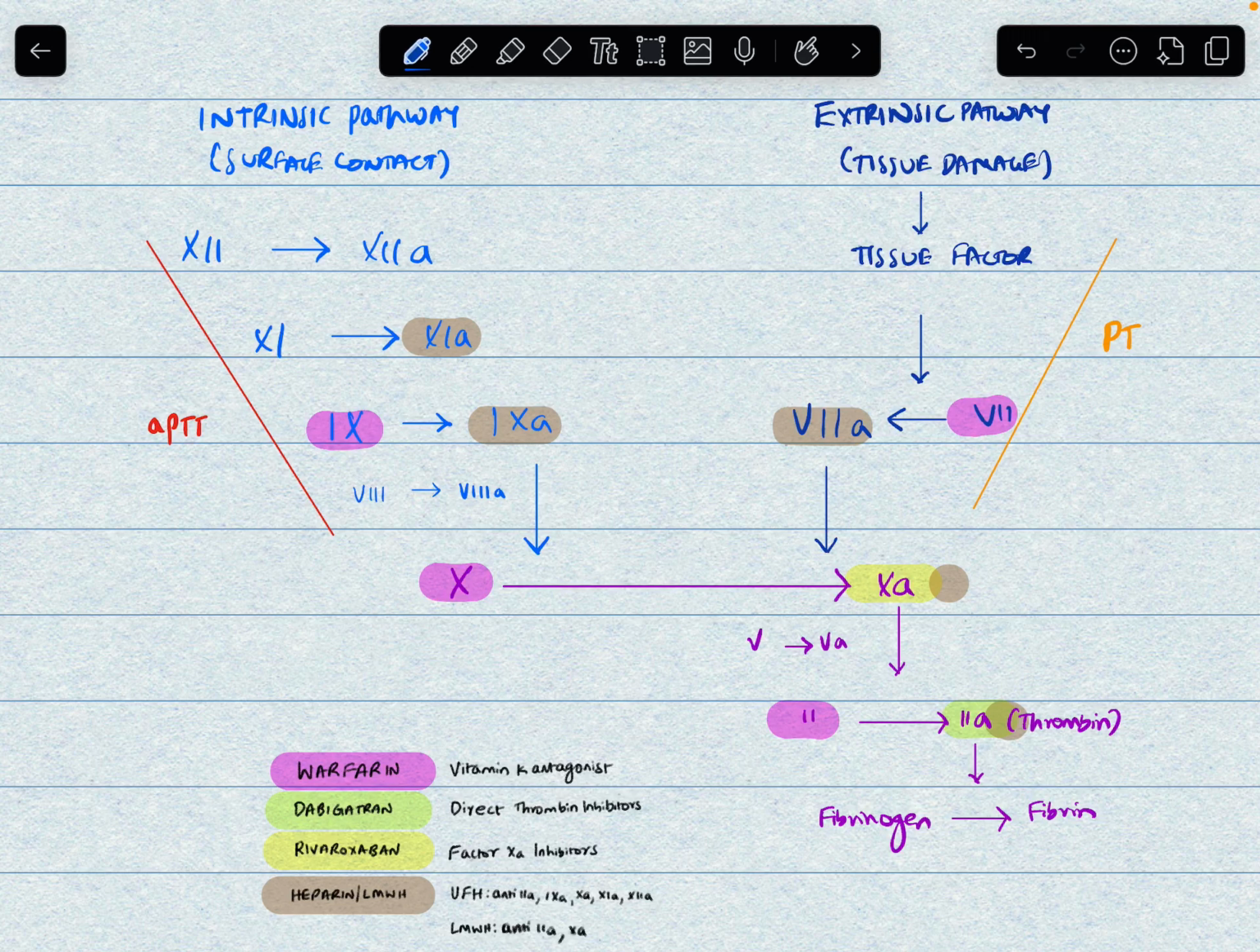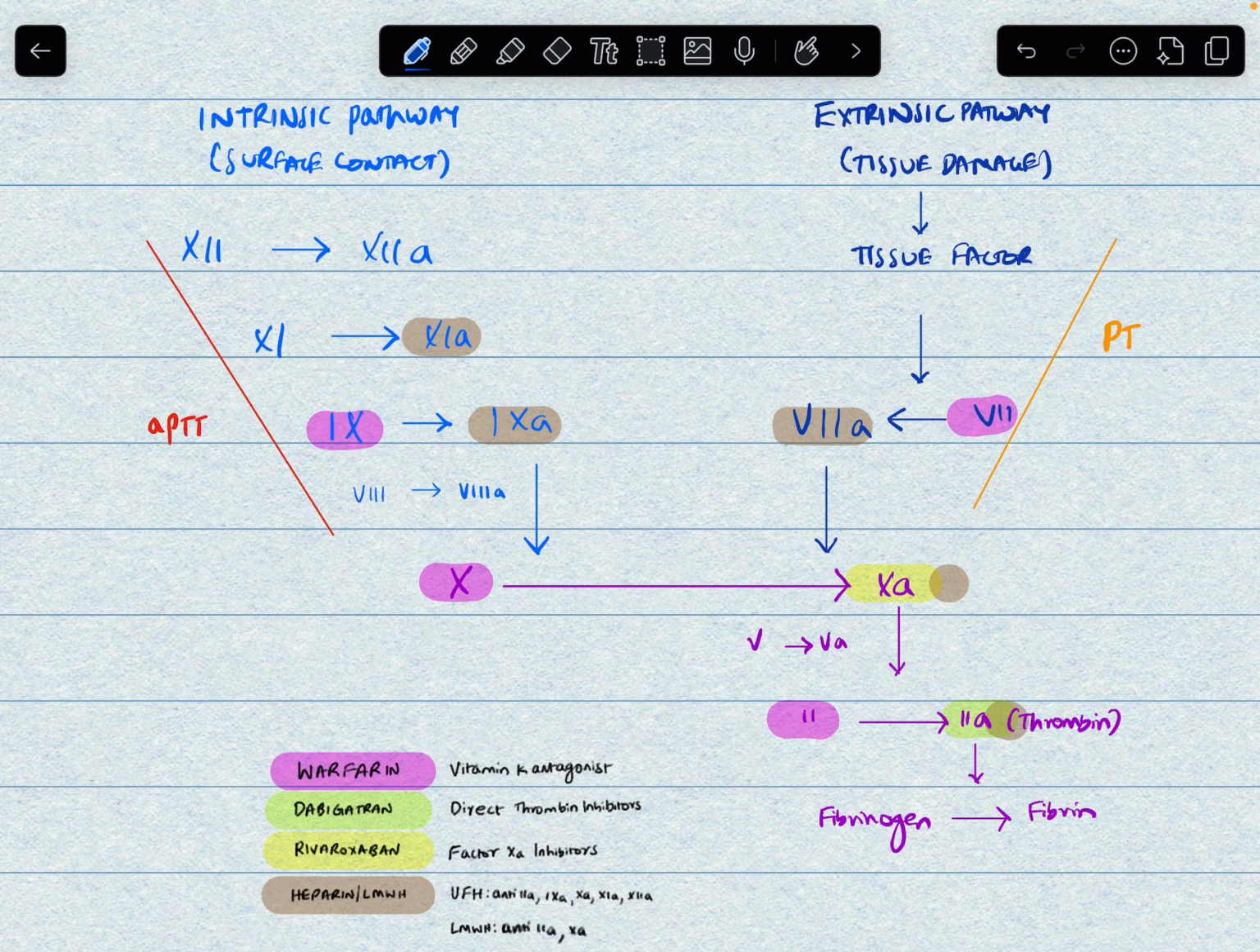In this episode, let's have an overview of coagulation cascade. It involves intrinsic pathway and extrinsic pathway. Extrinsic pathway is initiated with tissue damage with release of tissue factor. This factor activates factor 7 and activated factor 7 then enters the common pathway.